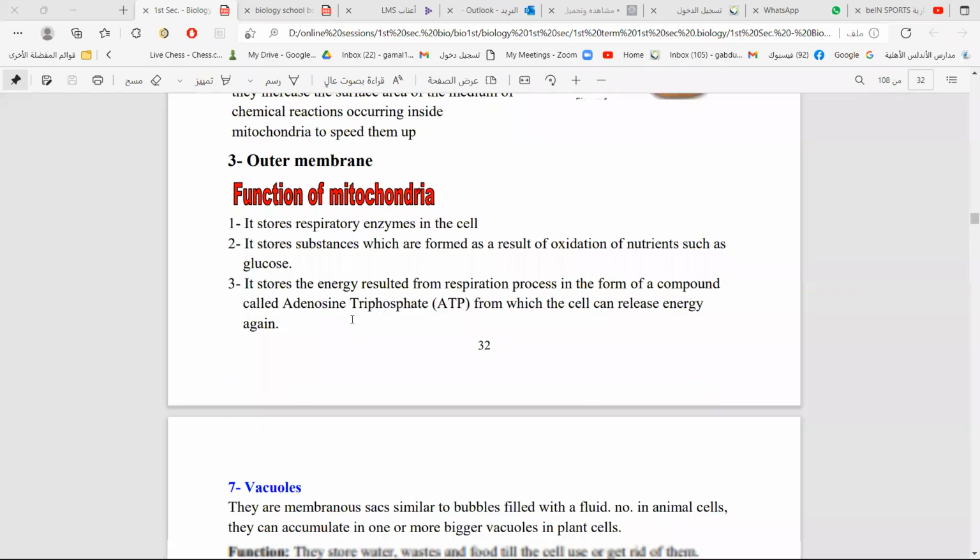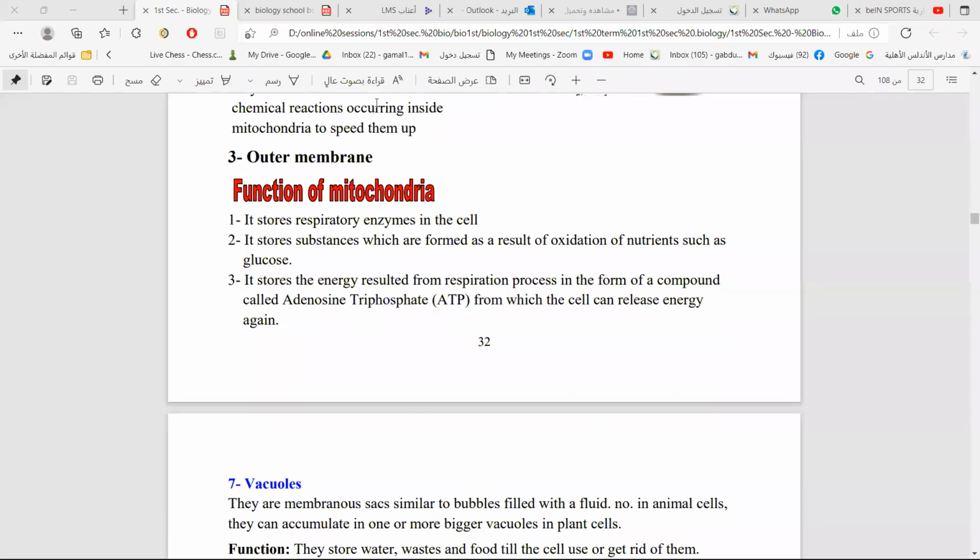The function of mitochondria is to store respiratory enzymes in the cell, and they store substances which are formed as a result of oxidation of nutrients such as glucose. Oxidation of glucose occurs in the mitochondria, so they are the center of production of energy. Burning of glucose happens inside mitochondria. We can call it the center of cellular respiration.